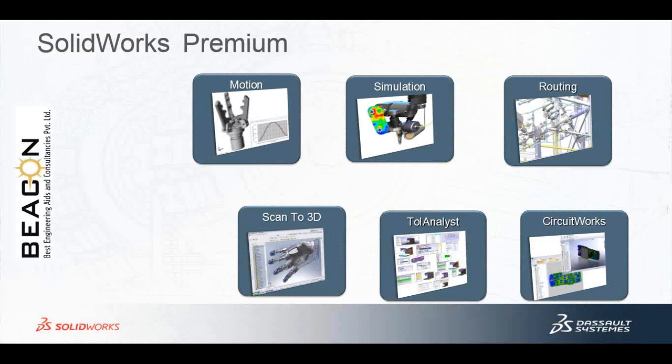Motion analysis is where we see how an assembly behaves in a real-time environment. And simulation is where you solve your own kind of problems. You can solve your own linear static problems in SolidWorks Simulation. In routing, you can do piping, frames, and electrical routing. If you are into reverse engineering, you have ScanTo3D. And for plastics analysis, we have SolidWorks Plastics, and we have CircuitWorks.